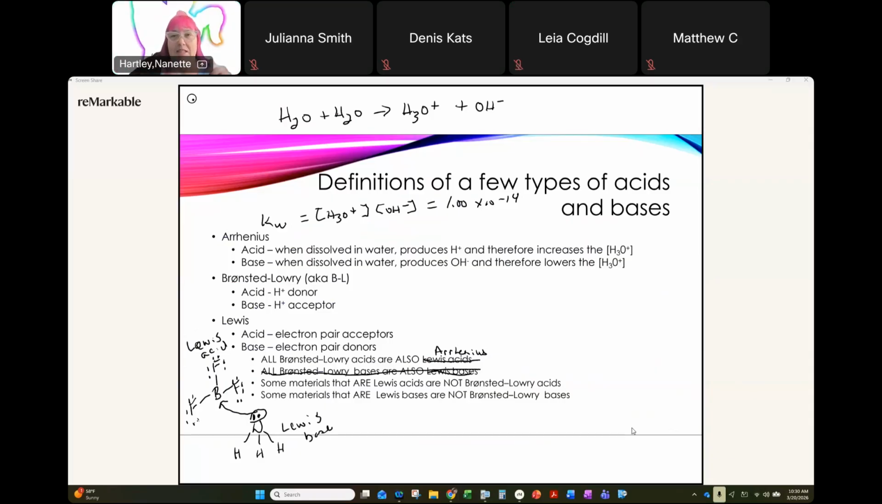But yeah, the Bronsted-Lowry acids are Arrhenius acids. Bronsted-Lowry bases may or may not be Arrhenius bases. So I apologize for that. That's my fault. And I'll fix that. Hopefully I'll remember this time. Okay. So cool with that.